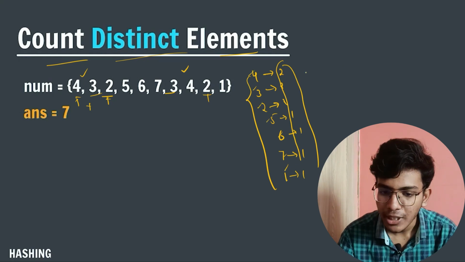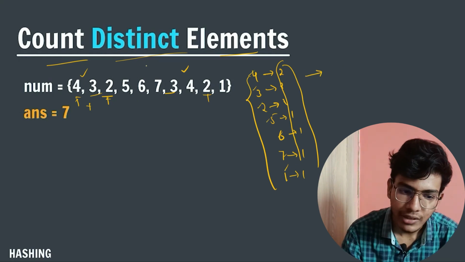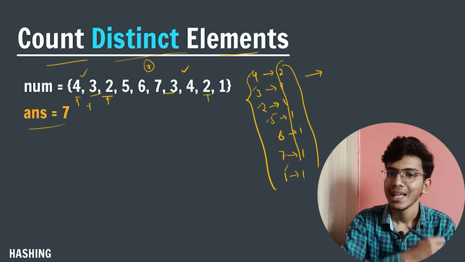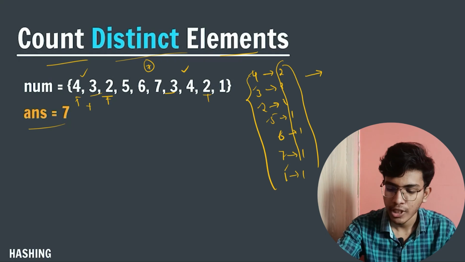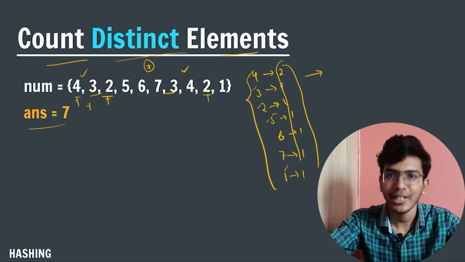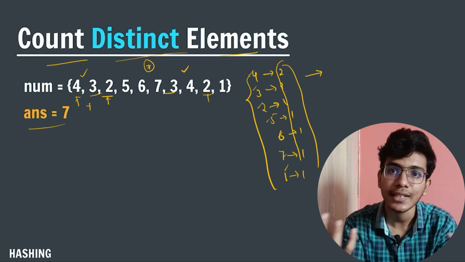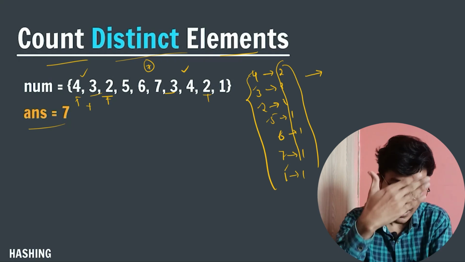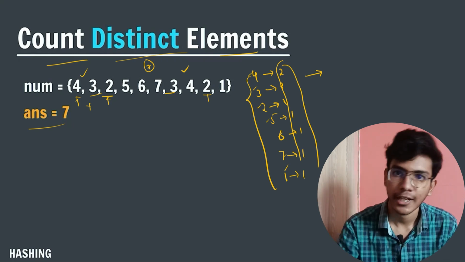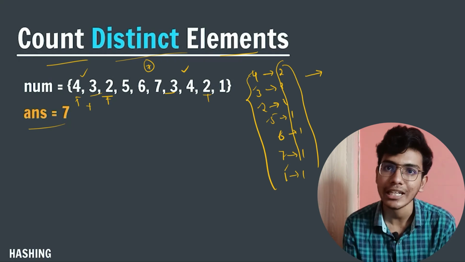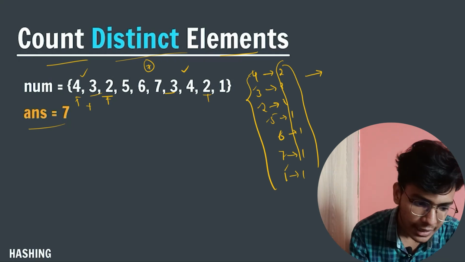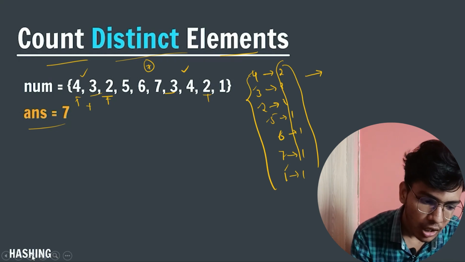So the unique elements present in the given array are 7, and my answer would be 7. Now let us talk about the approach. I hope you have understood the overall asking of the question. In the given array, the elements are repeating, but I don't consider the repeating elements. I only consider each element one at a time, and I need to tell how many unique distinct elements are there in my array. So to calculate that, let us talk about brute force.